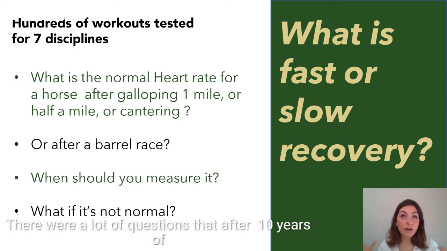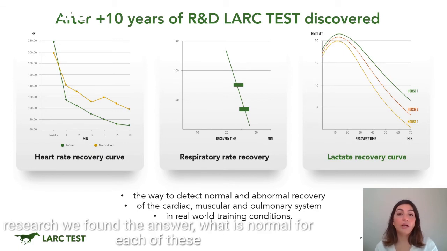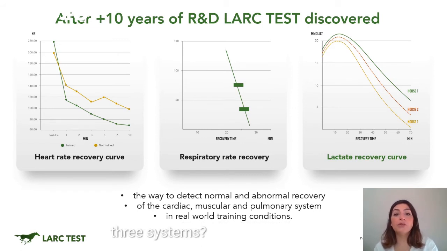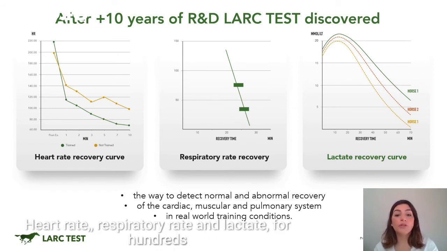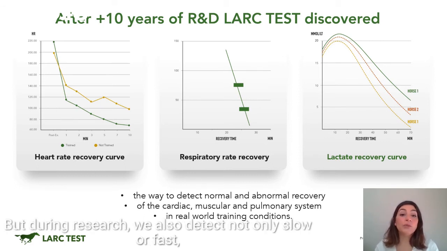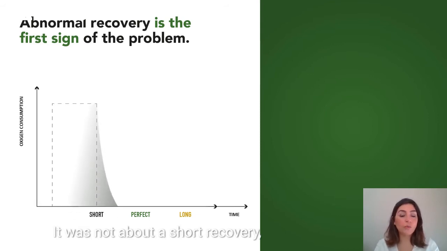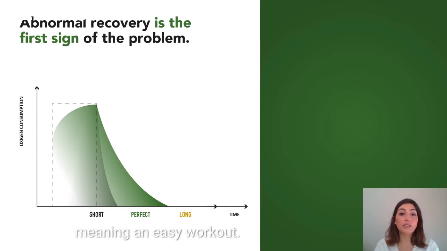So there were a lot of questions that, after 10 years of research, we have the answer to. What is normal for each of these 3 systems, the cardiac, the respiratory, and the lactate, for hundreds of workouts. But during research, we also detected not only slow or fast, but another type of recovery. It was not about a short recovery, meaning an easy workout.